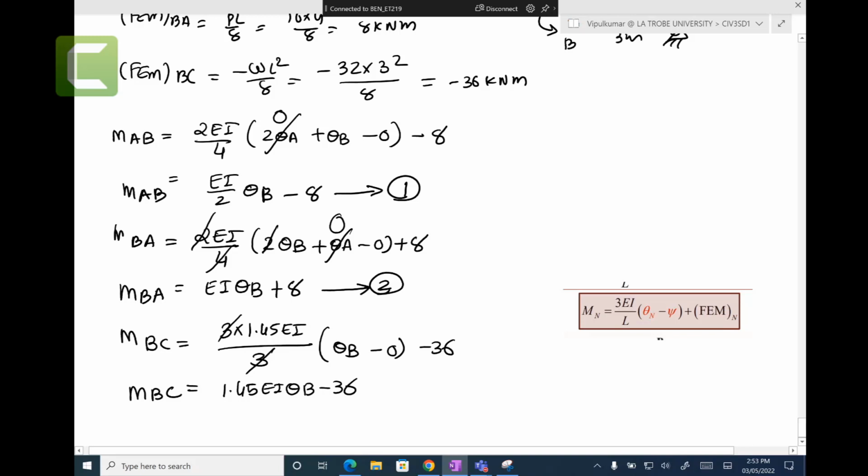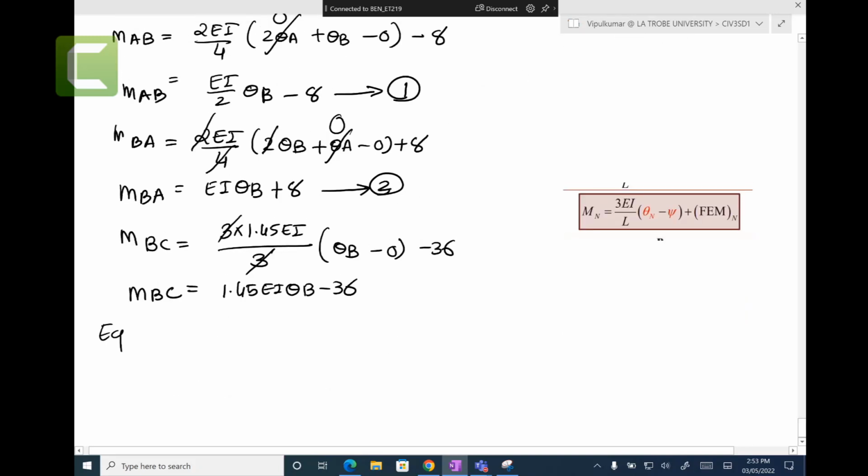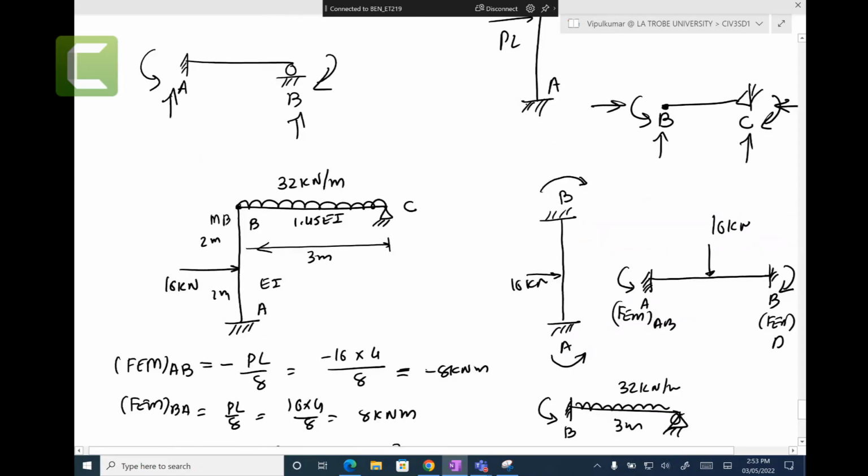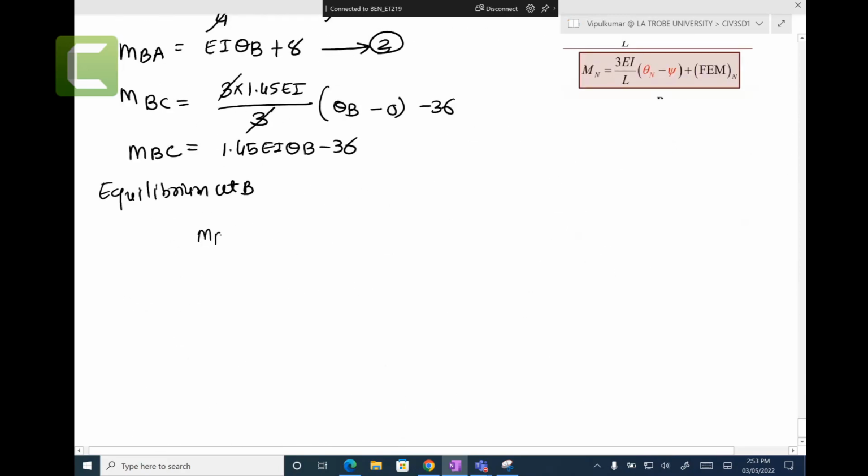Right, and now equilibrium at B. So at B, we have two moments. One is MBA, another one is MBC. So MBA plus MBC equal to 0. EI theta B plus 8 plus 1.45 EI theta B minus 36 equal to 0.